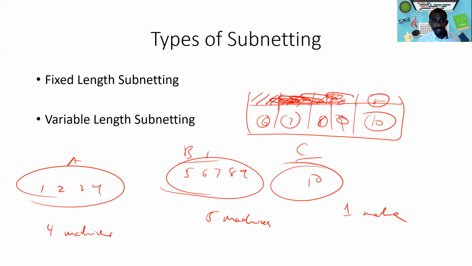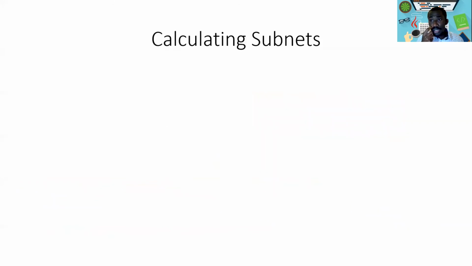That means the sizes of the networks are not the same, they vary, and this is where variable length subnetting comes in. All right, so the last part. In our previous videos, we mentioned what subnetting was, and we saw that the class A subnet mask was 255.0.0.0, and that the subnet mask tells you how big your network is. In this discussion, even though we've mentioned fixed length and variable length subnetting, we're going to do an example for just the fixed length subnetting, and then we'll wrap up this session.